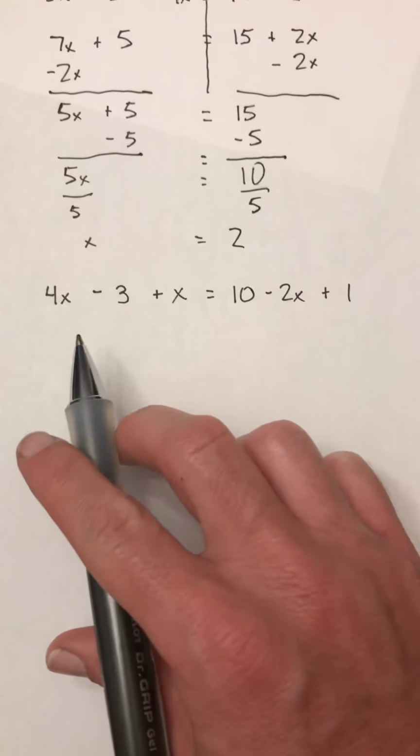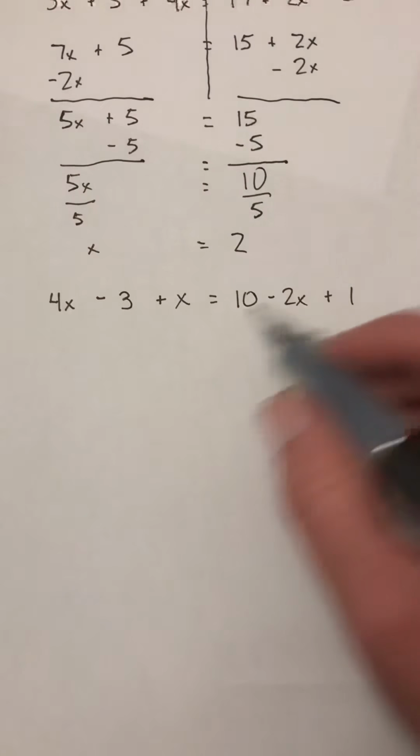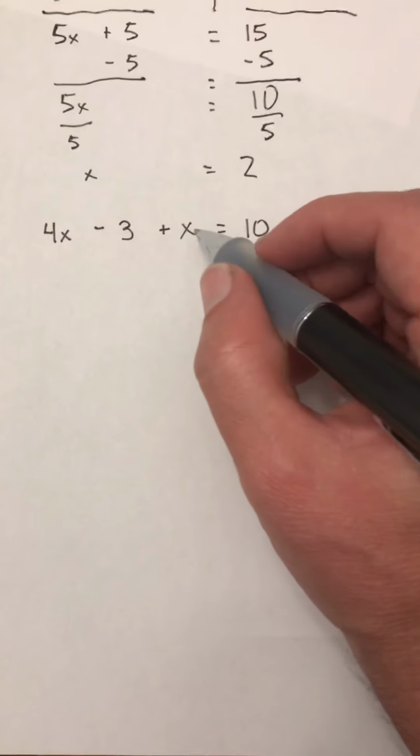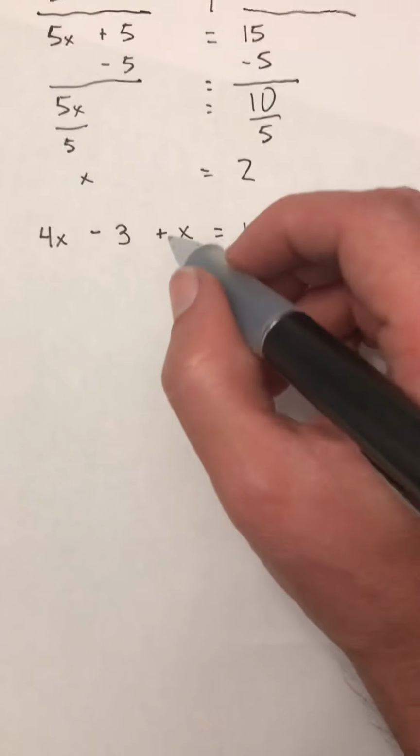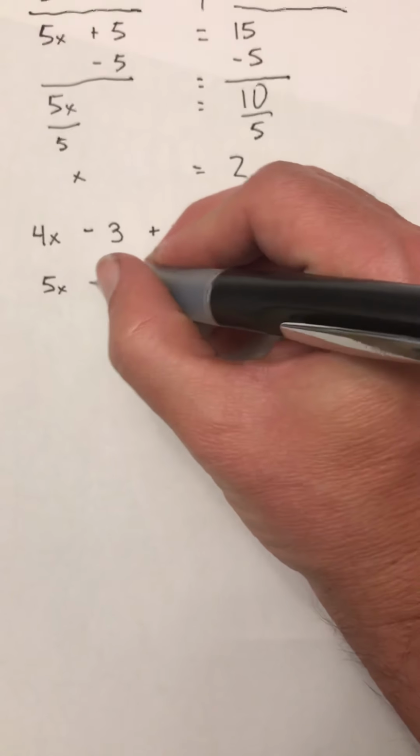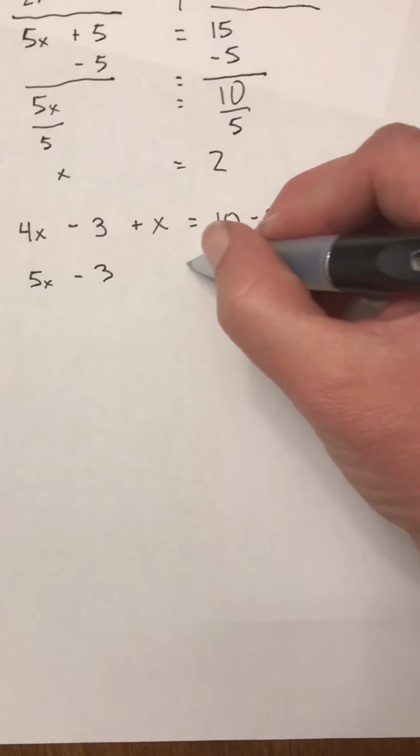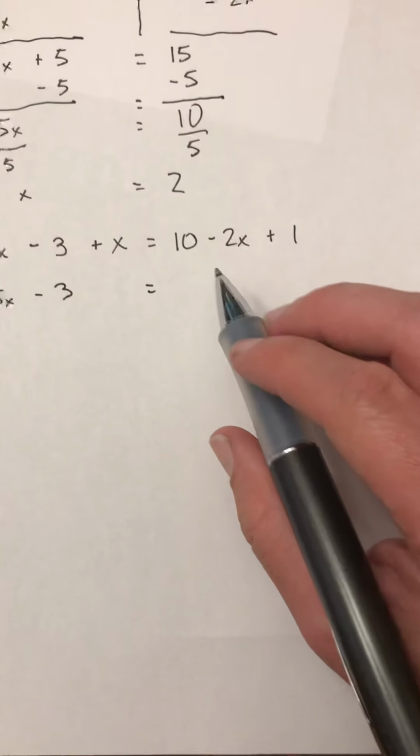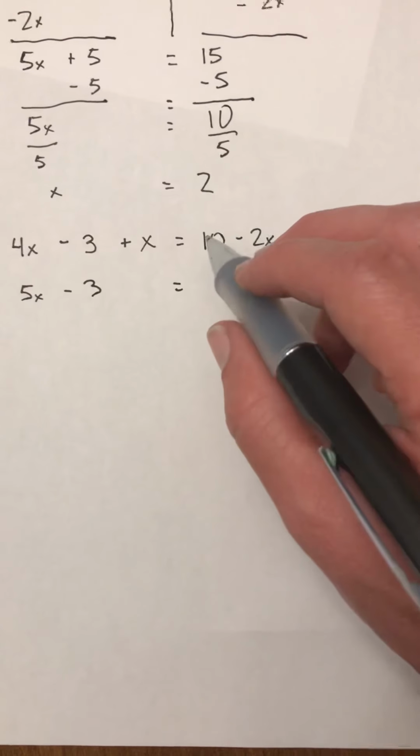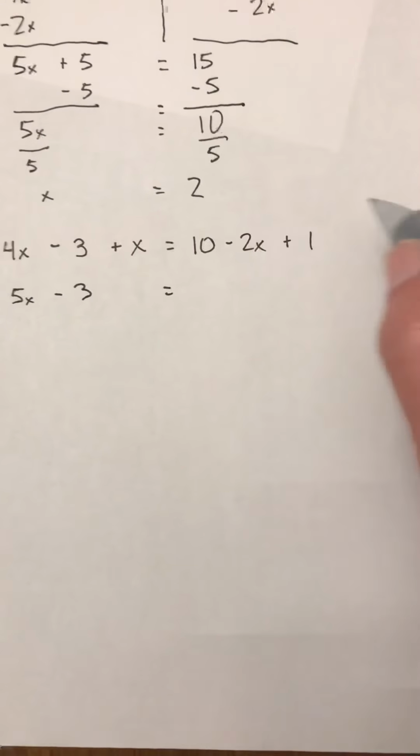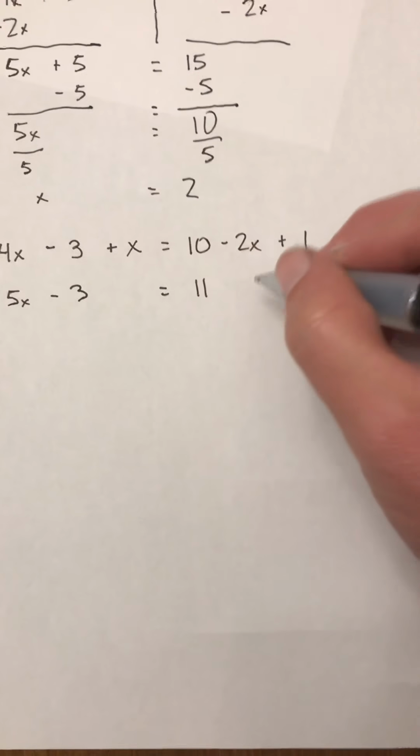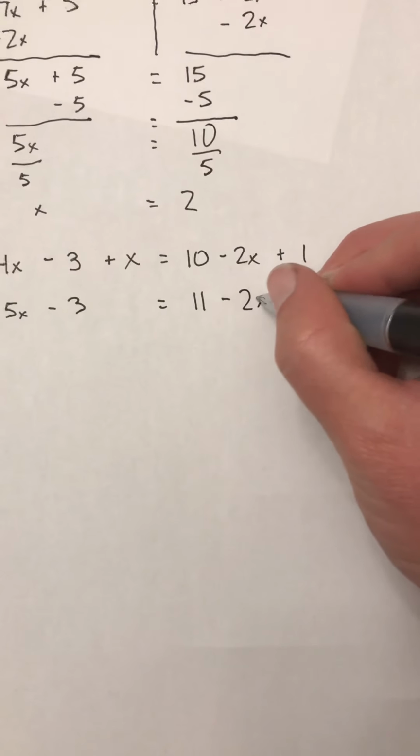All right, so we got 4x minus 3 plus x. I'm going to combine my x's, so that's 4x plus x. Well, if there's only one x there, that's like saying 1x. So 4x plus 1x is 5x. I didn't do anything with the minus 3, so I'm going to bring it down. Equals. Now let's look at this side. 10 minus 2x plus 1. Looking for the common things, 10 and 1 are alike, so 10 plus 1 is 11. Then we have minus 2x.